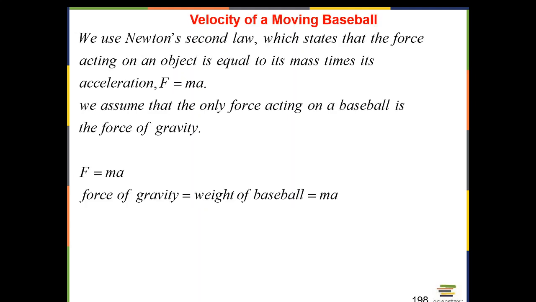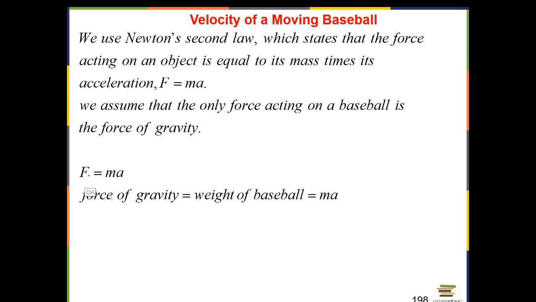Velocity of a moving basketball. We use Newton's second law, which states that the force acting on an object is equal to its mass times its acceleration, right? We assume that the only force acting on a baseball is the force of gravity. So in this formula, we ignore the resistance of air, right? So force of gravity, what's force of gravity? It is the weight of the baseball, right? So weight of the baseball has to equal to what?